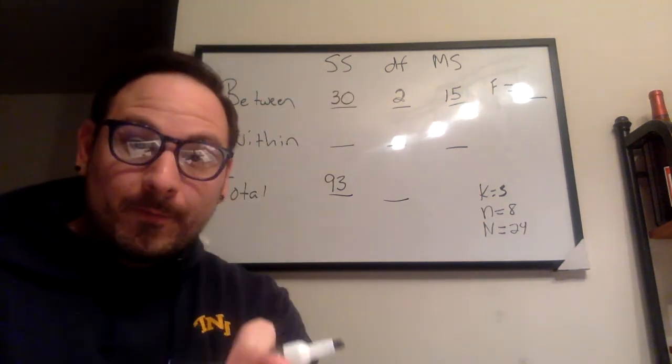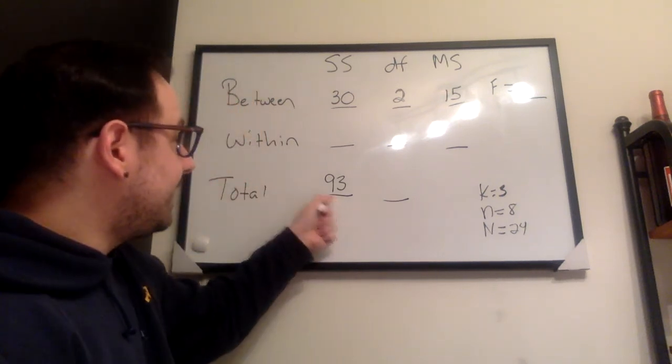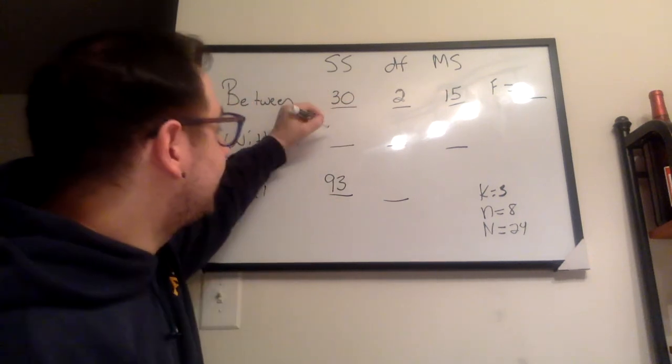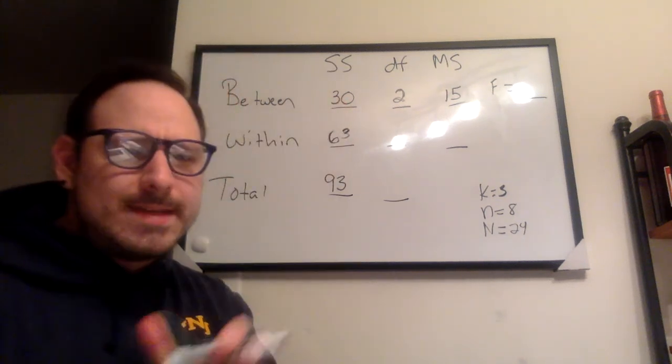Simple, right? Between plus within always equals total. So if this is 93 and this is 30, this has to be 63. Now I'm in a little bit of a quandary.